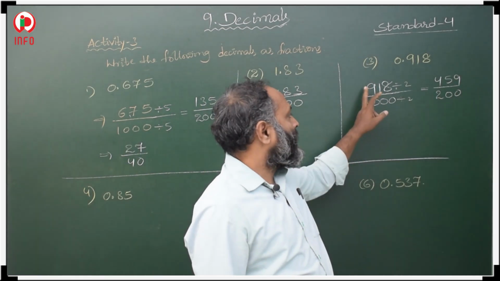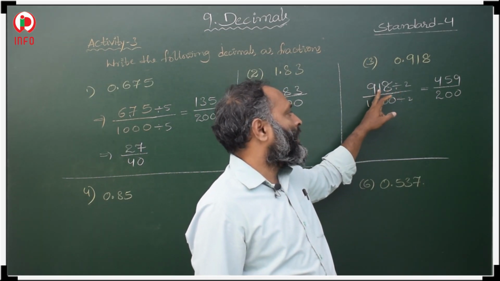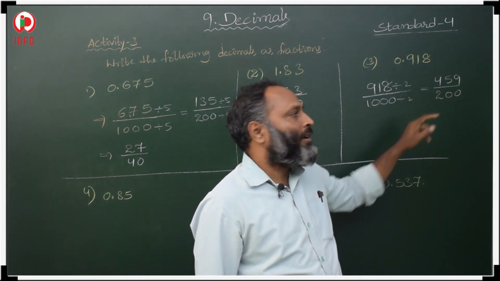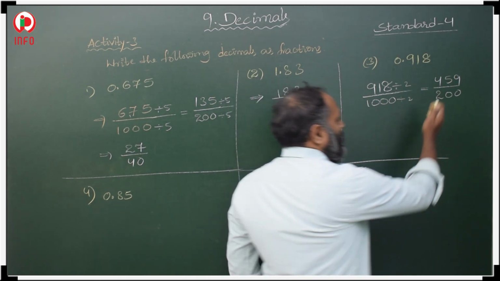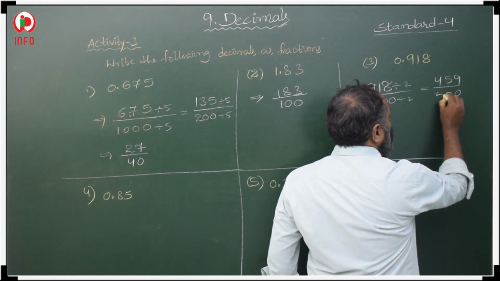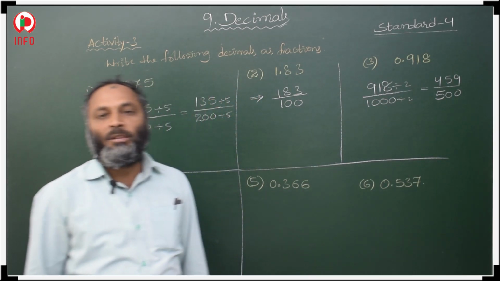Now, 918 divided by 2 and 1000 divided by 2. If 918 is divided by 2, you will get 459. If 1000 is divided by 2, you will get 500. Half of 1000 is 500. So, in this way we have to simplify.